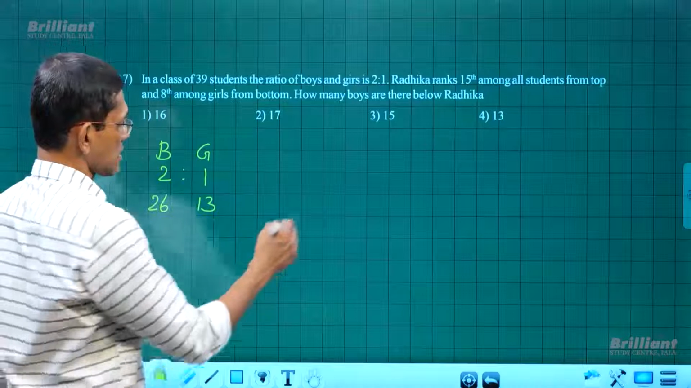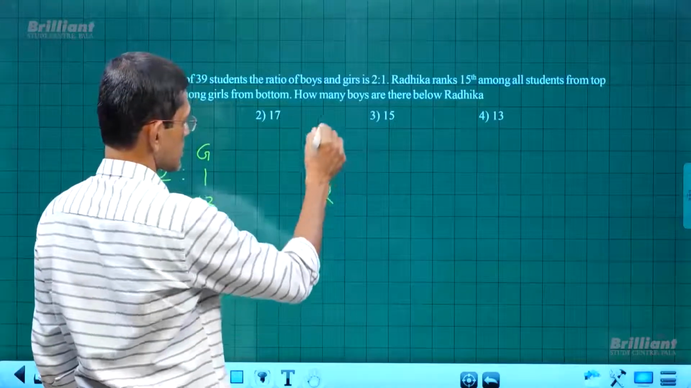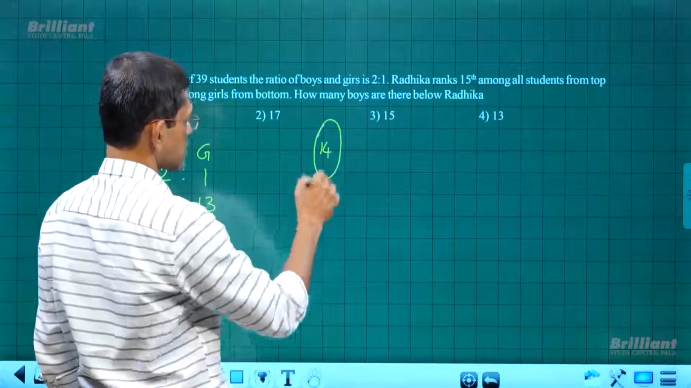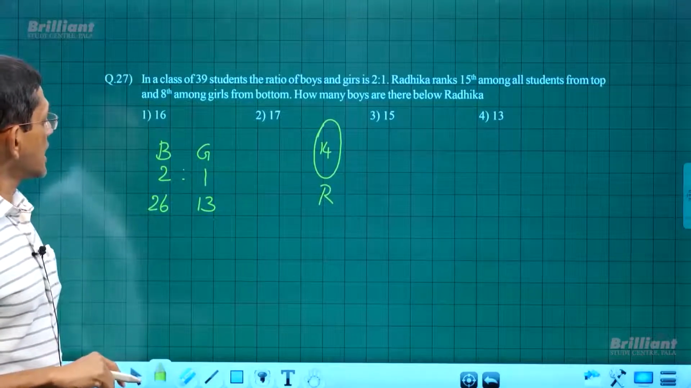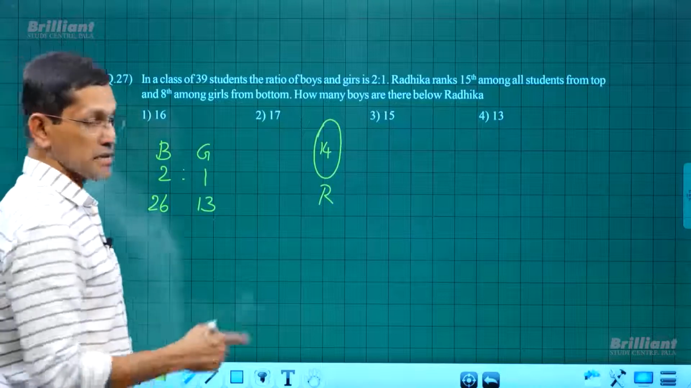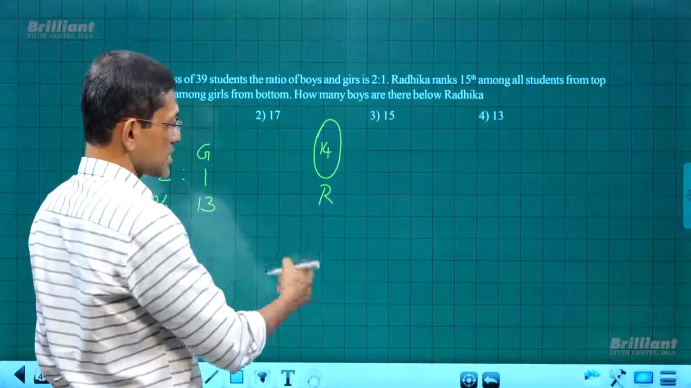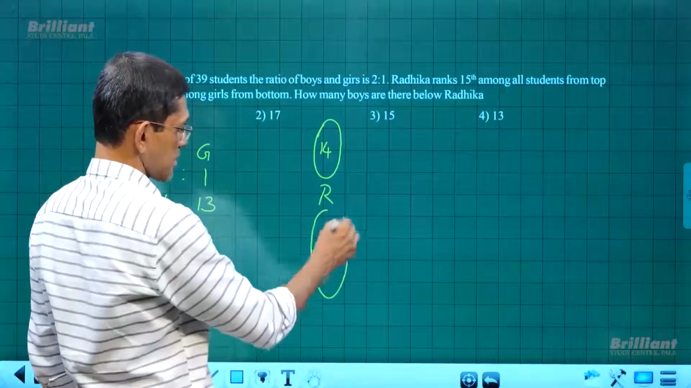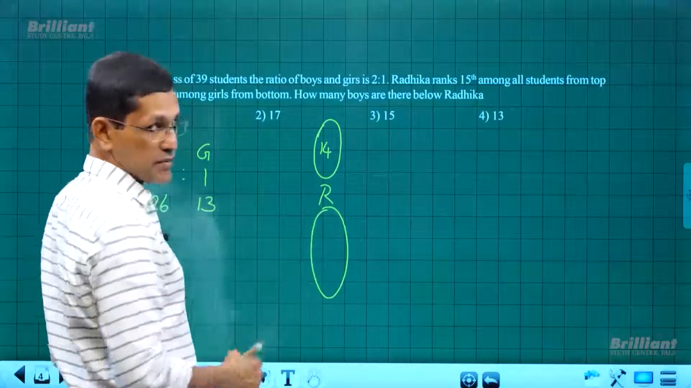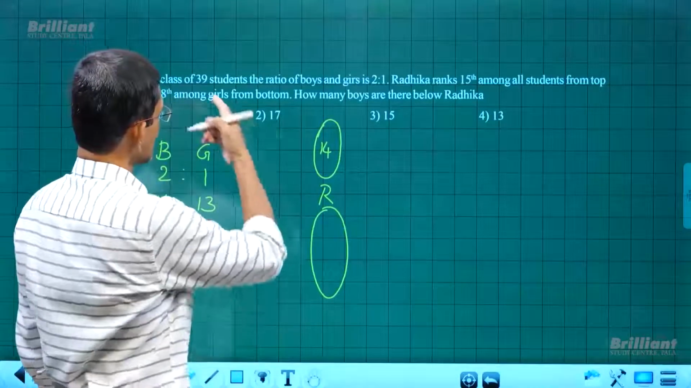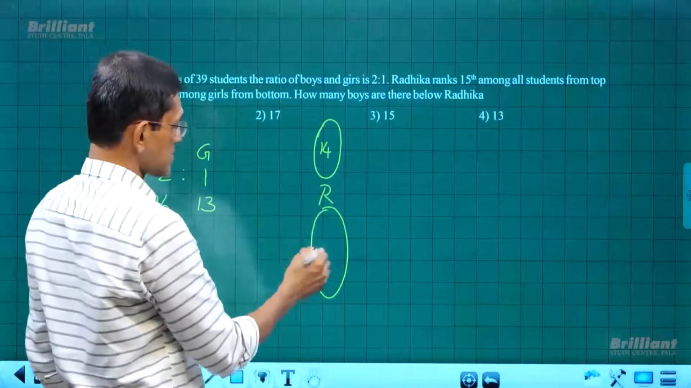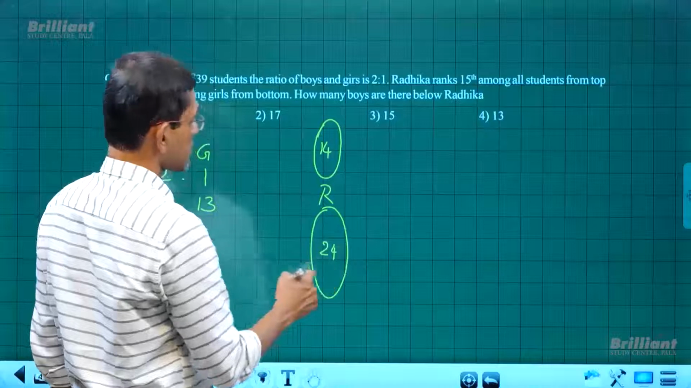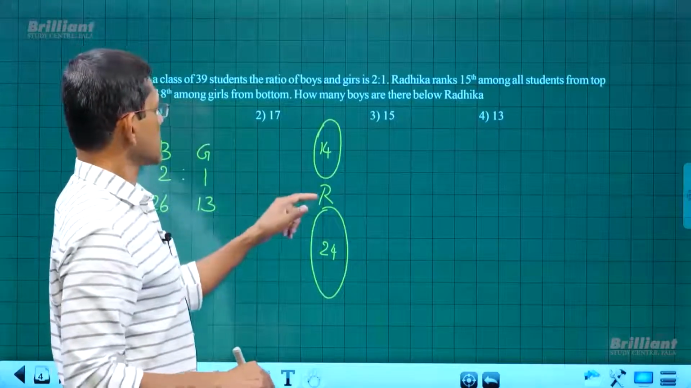Radhika is 15th among all students from the top. That means 14 students before Radhika. And eighth among the girls from the bottom. So that means there are a number of persons below Radhika. Total 39 students, 14 plus 1, 15 is here. The balance must be total 24 here. Out of that, Radhika is 7th.